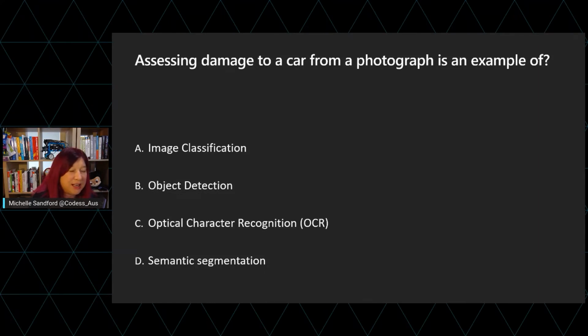B is object detection as well, and that's sort of, is it an apple? Is it an orange? Is it a taxi? Is it a car? Is it a human? Image classification, though, we can classify, is that an undamaged Toyota? Is that a Toyota with a damaged bumper?